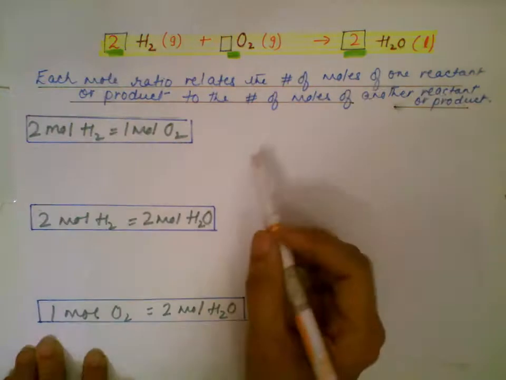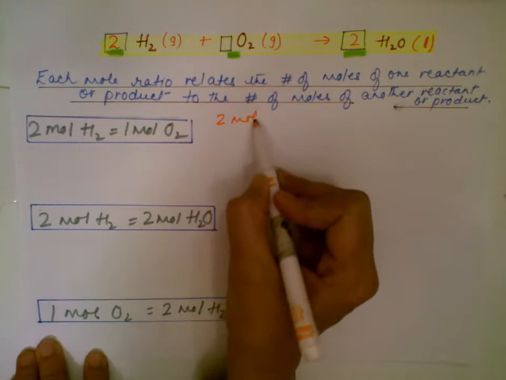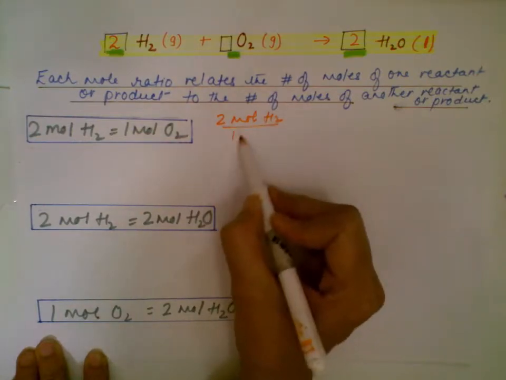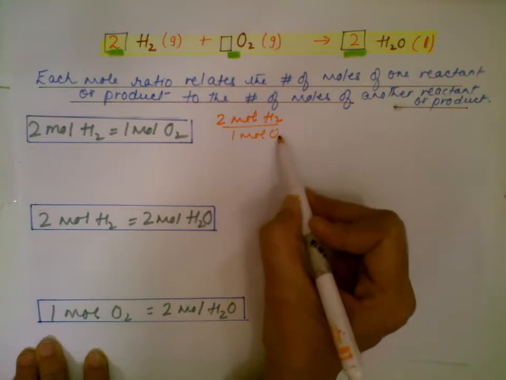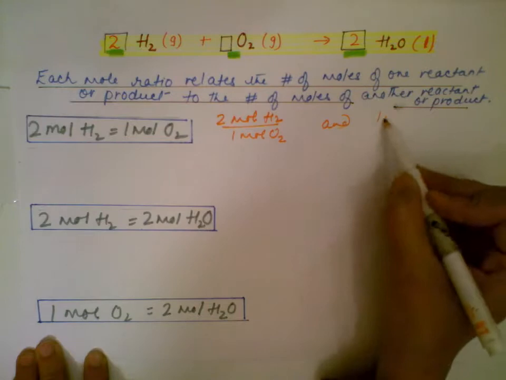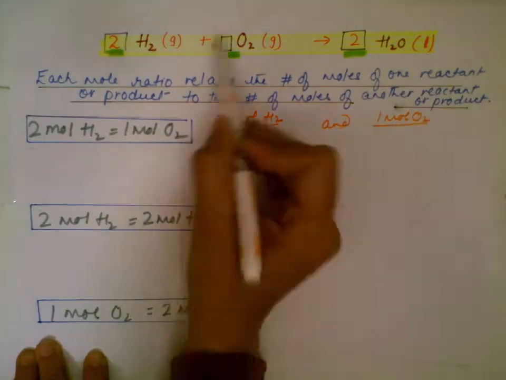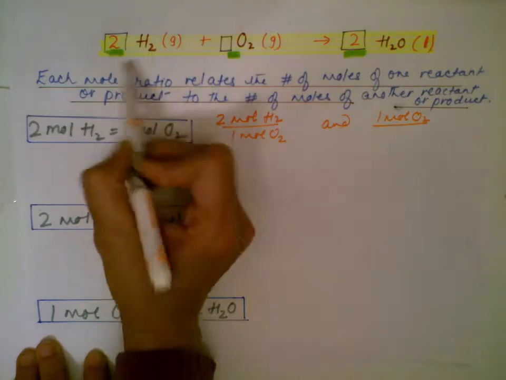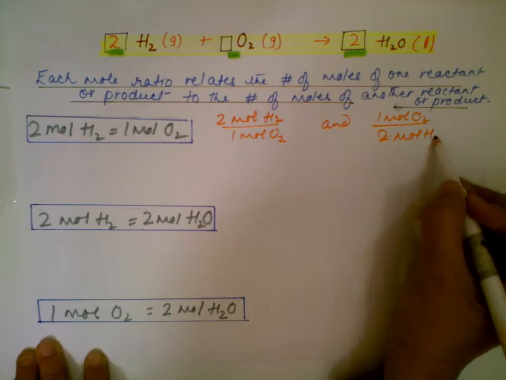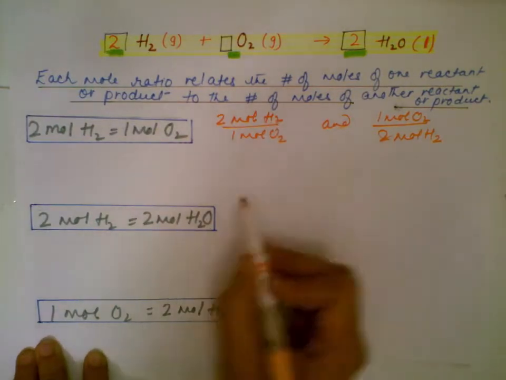Again, we can make 2 conversion factors from each equivalent. So for 2 moles of hydrogen consumed, 1 mole of oxygen is consumed. And another fraction you can make is 1 mole of oxygen consumed for 2 moles of hydrogen consumed. Okay, so if I'm going to come back to the ratio.